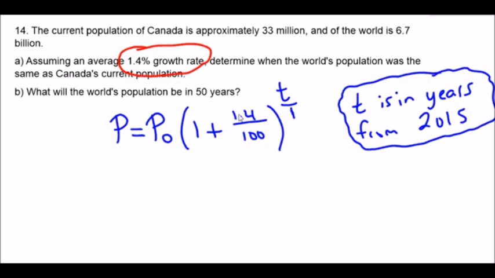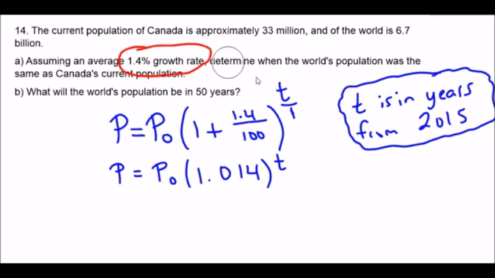Now I'm going to clean this up a little bit. I'm going to do the math of 1.4 divided by 100 and add it to 1. And I don't really need to say divide it by 1 because it makes it look a little less easy to look at. Oops, I said I wasn't going to do that. My bad. So this would be 1.014, and I can just put a t over here. So that's the equation that will help me calculate population based on a 1.4% growth rate.